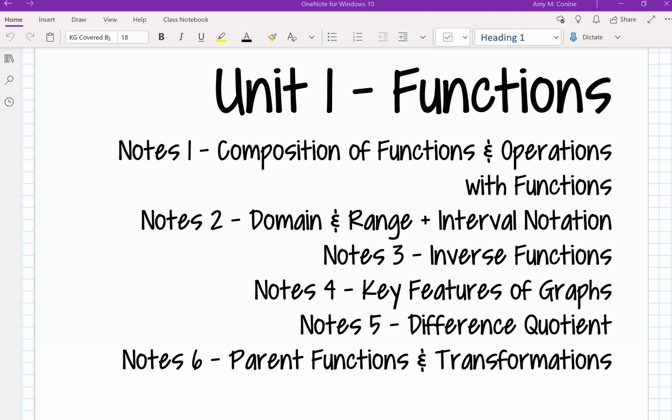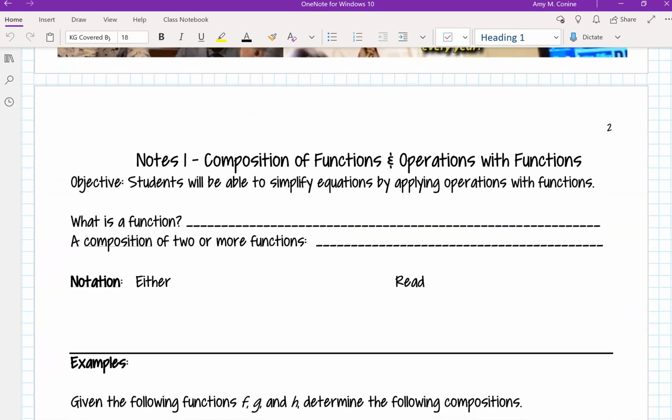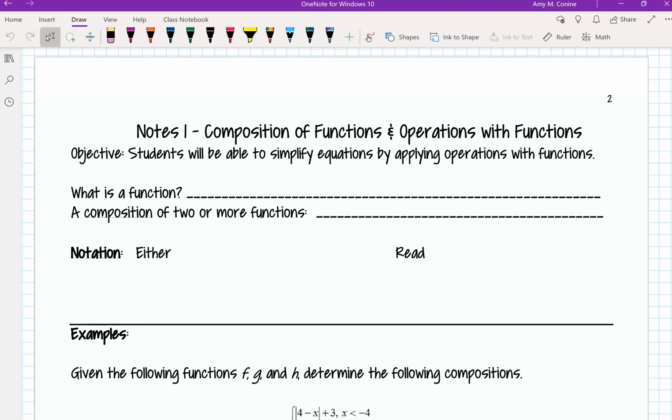Hi everyone. All right, we're going to start our new unit, Unit 1 functions. So the first one we're going to talk about is Notes 1, composition of functions and operations. So our goal is to simplify, or solve equations, by applying operations with functions. So what is a function?